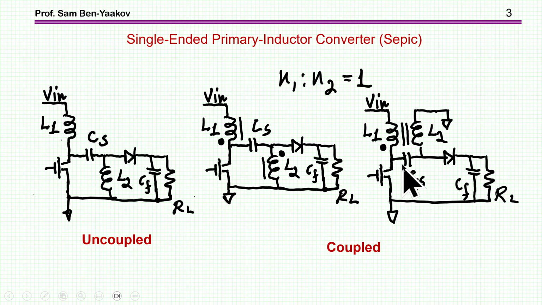I'm showing here another way of drawing the same thing, because sometimes you can see it in this way or that way. Of course, these are the same circuit, just drawn differently. Now, one thing is clear: because we have this capacitor here, we cannot have separate ground, so it's not an isolated topology. You have to have the same ground at the input and at the output. So this is one point that has to be emphasized at the very beginning.